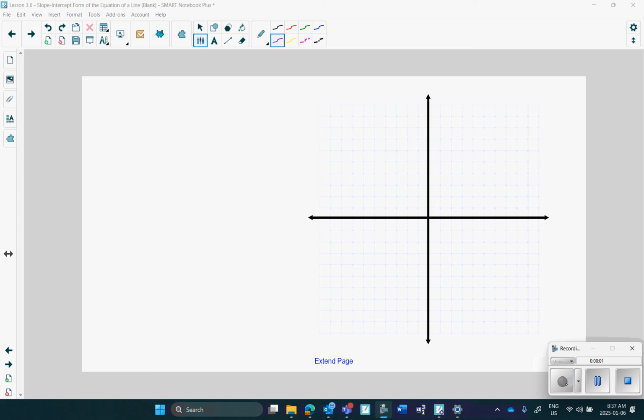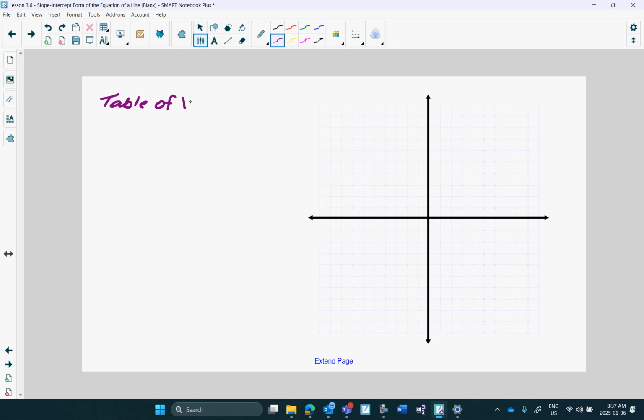Just as a quick review, graphing lines. We talked about, we did it last year, we reviewed it this year, table of values. How to use a table of values to graph a line.